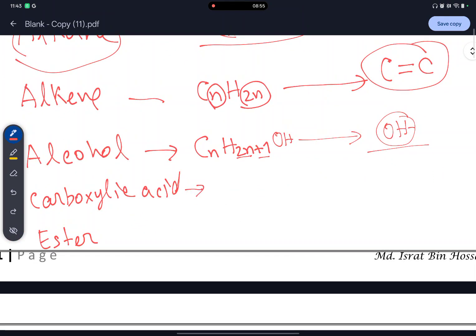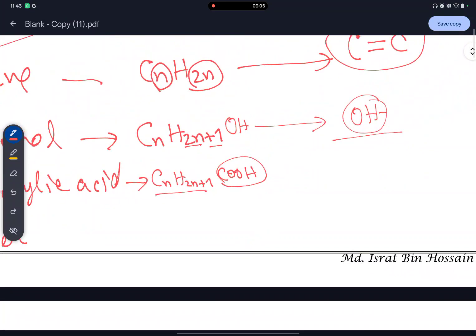Next one, carboxylic acid. This one will be the same, CnH2n plus 1, similar, but COOH. Now this COOH is actually called carboxyl radical. This is the functional group of carboxylic acid. This one is known as carboxyl, and this one is known as hydroxyl.